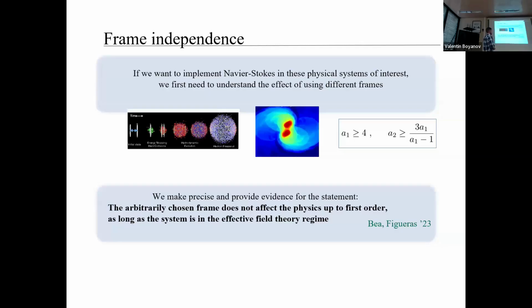For this, with these criteria that I will define, I want to state and provide evidence for the following: the arbitrarily chosen frame does not affect the physics up to first order. I have to define what I mean by that, as long as the system is in the effective field theory regime, which typically means that each term is much smaller than the previous one in this gradient expansion. For this, I will define three criteria.